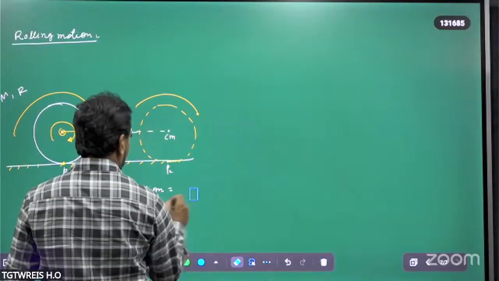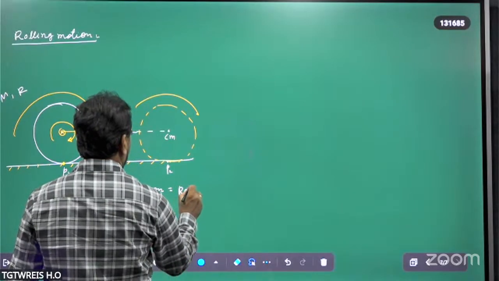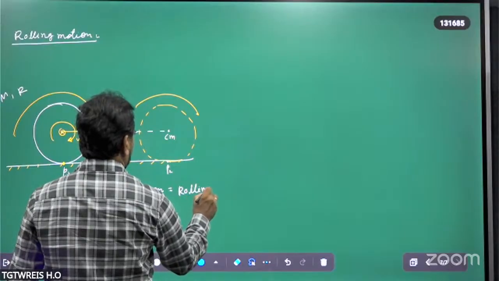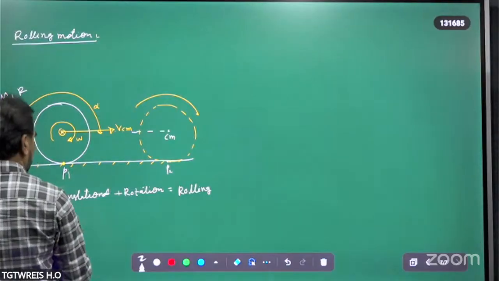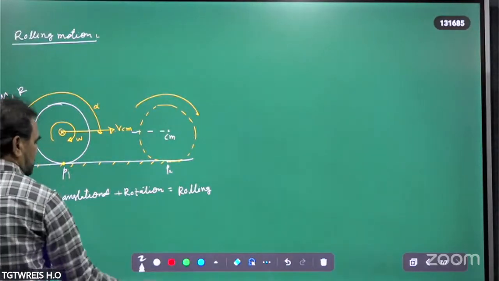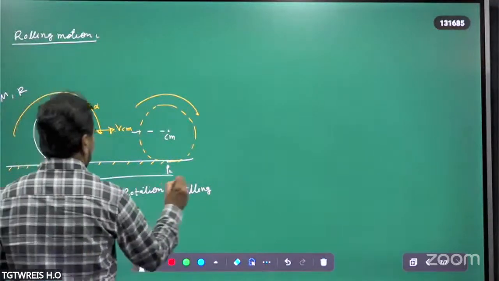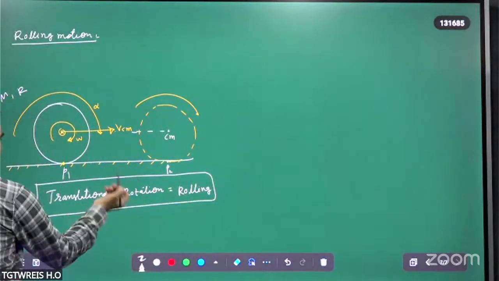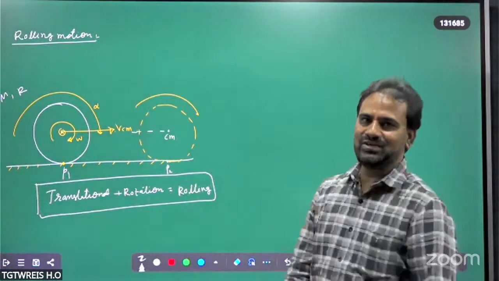The combination of two motions is called a rolling motion. What is that called? Rolling. Rolling motion means what? Translation plus rotation. Translation plus rotation is called rolling motion.